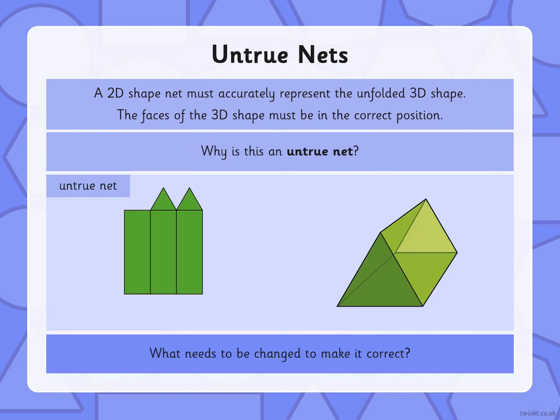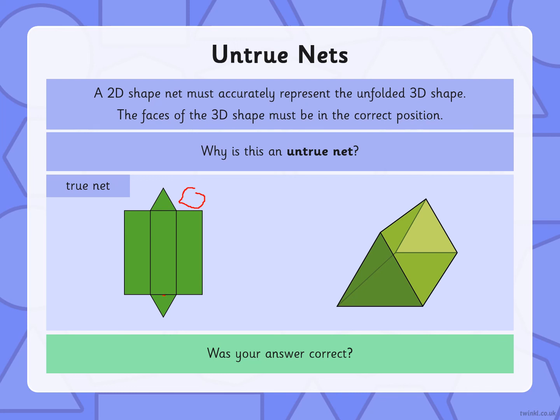So looking at this net here on the left hand side, why is this an untrue net? So imagine folding that up. We've got a bit of a problem here. We've got something missing down this end. What needs to be changed to make this correct? So as you can see, we've taken that triangle from the position where it was here and popped it at the end. So now when we fold it up, the 3D shape is complete. It's a true net. There are no gaps anywhere.